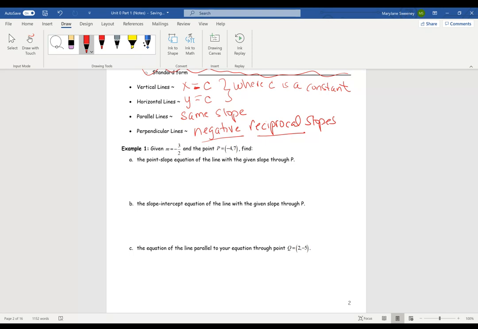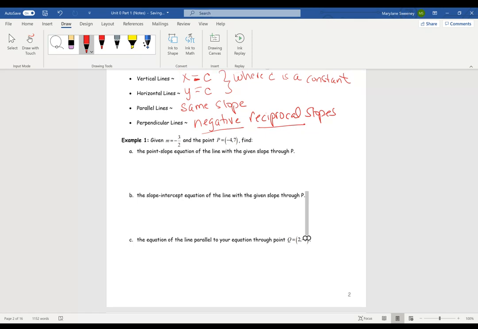Okay, so point slope form: the equation of the line with the given slope through the given point. Point slope is where you go y minus the y coordinate equals m times (x minus the x coordinate). And then, of course, I would not write minus and negative, so this really would look like that. And you can go right to that second step. I just wanted to show it for the sake of your notes.